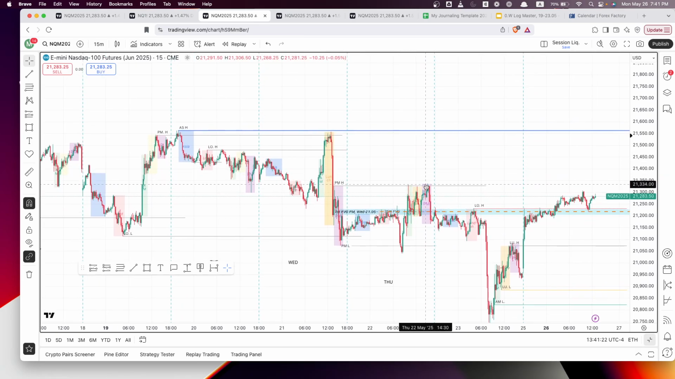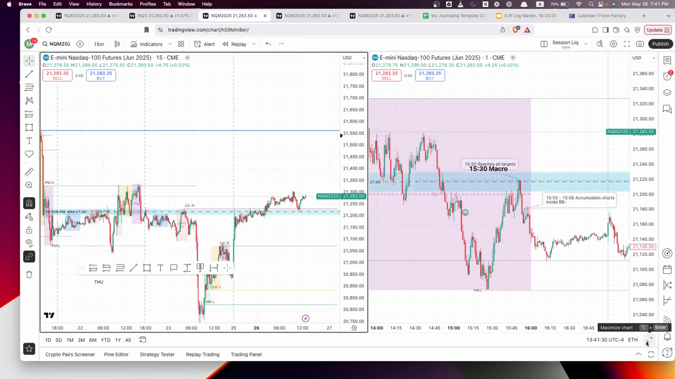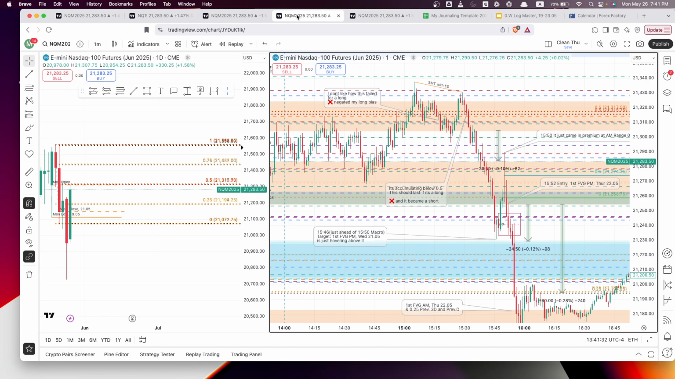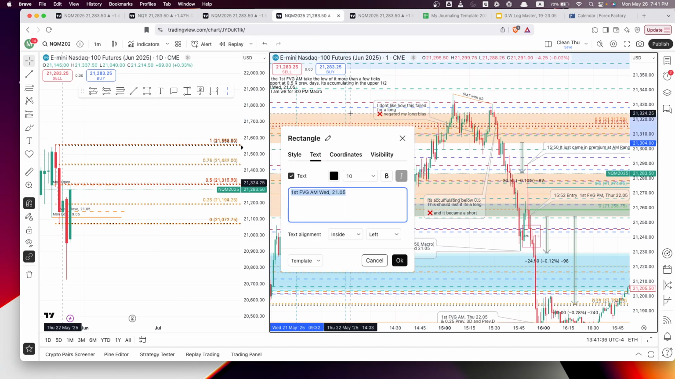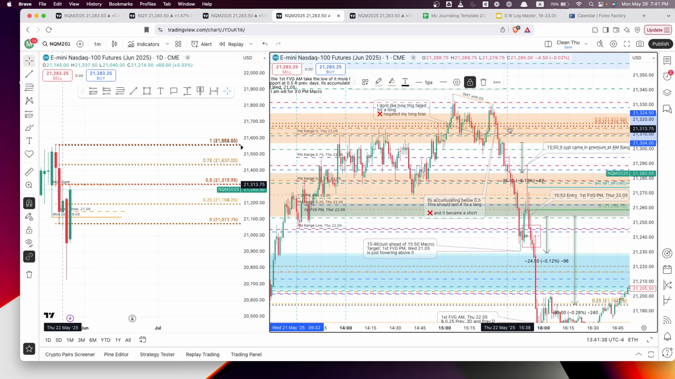So the signs were there, but I was hoping for a long. Since I didn't get the long, I was not engaging in a trade. But we can backtest it and reverse to see how the signs were there. So here, I start seeing it failing the first fair value gap on Wednesday.